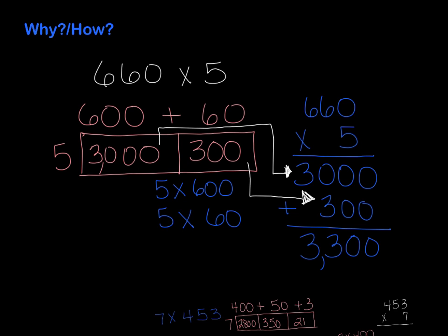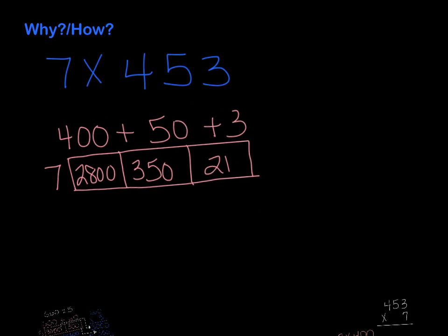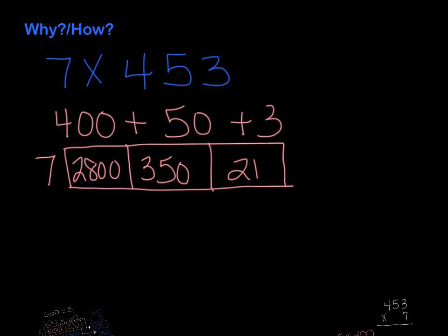So let's say that we have the problem 7 times 453. We're basically going to do the same thing that we just did in the previous problem. We're going to break that 453 up into 400 plus 50 plus 3. And then I still have my 7 here that I'm going to multiply.